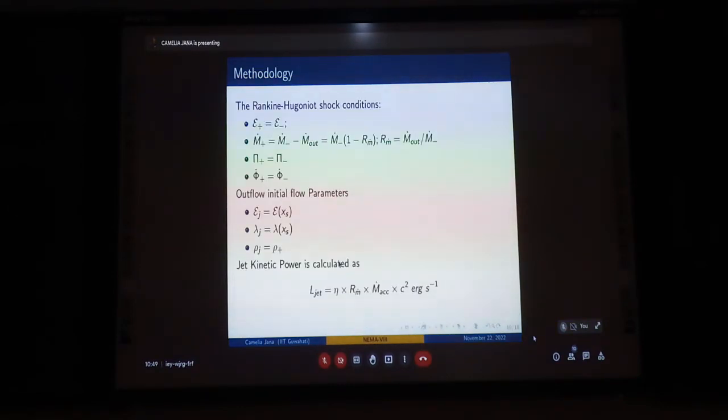So these are the four shock conditions which have to be satisfied during this shock jump. And now we are considering that from the post-shock region mass is going out, so the outflow will have the same energy, angular momentum and density that the post-shock region will have. Once we calculate the outflow rate, that is the ratio of the mass outflow flux to the mass inflow flux, then from that we can calculate the jet kinetic power.